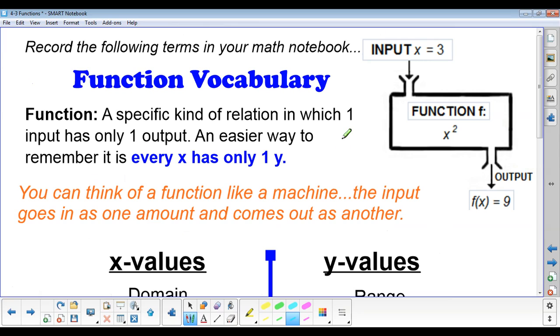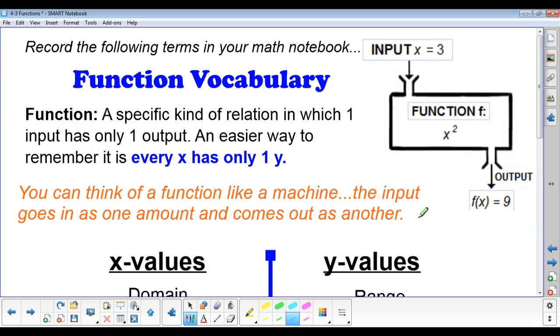This week, we're going to be talking more about functions. Now, this is information that you guys need to put in your math notebook. So you're going to be writing this down. I'm just reading through it really quickly. You are writing it down. A function is a specific kind of relation in which one input has only one output. An easier way to remember it is every x has only one y.